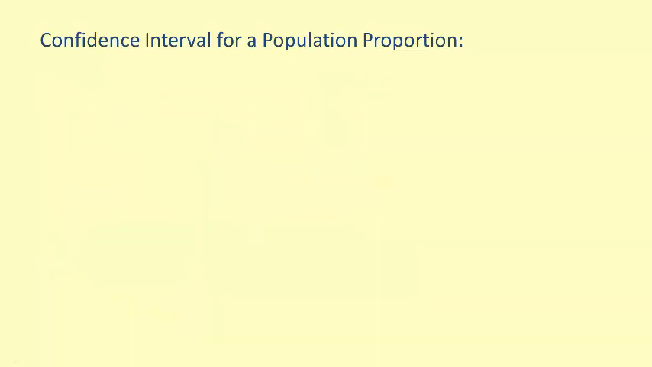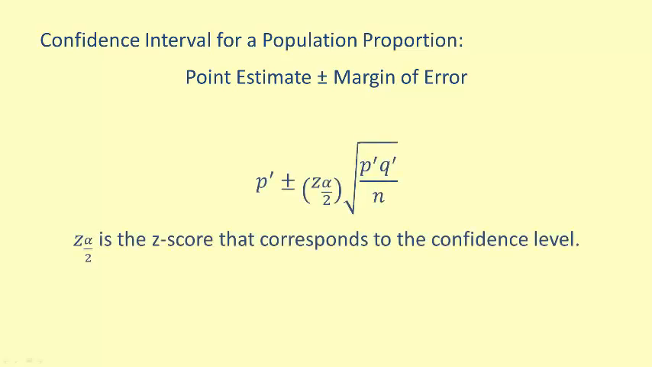All confidence interval estimates consist of a point estimate plus or minus a margin of error. For a population proportion, the point estimate is p prime and the margin of error is the product of the z-score that corresponds to the confidence level and the sample standard deviation, which is the square root of p prime times q prime divided by n.